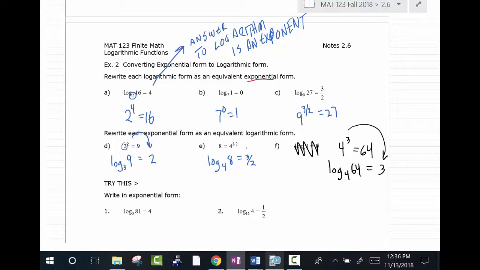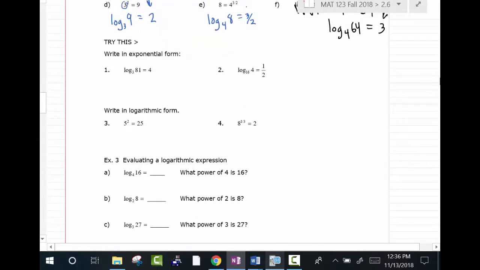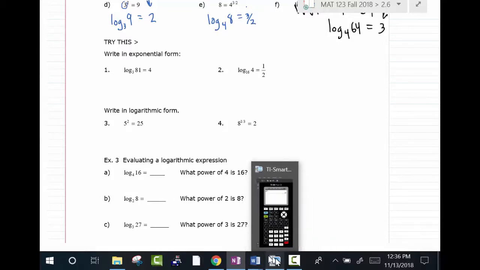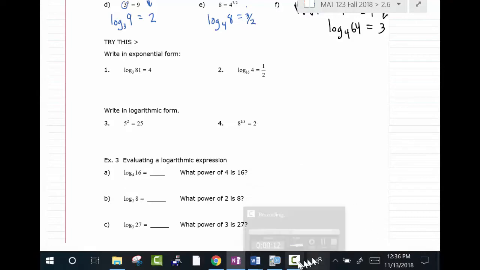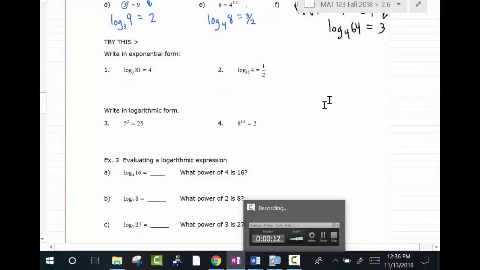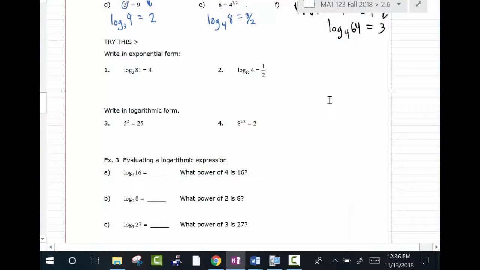2 to the 4th equals 16. 7 to the 0 equals 1. When you do it backwards, just remember the base goes there. The exponent is what it's equal to. Okay? So go ahead and just do those 4 problems down below. Just do that real quick, and I'll check you on that and make sure you understand what's going on here. Then I'll show you kind of how you use this to evaluate a logarithm. So the first 2 I'm just wanting exponential form, and the last 2 I'm wanting logarithmic form.